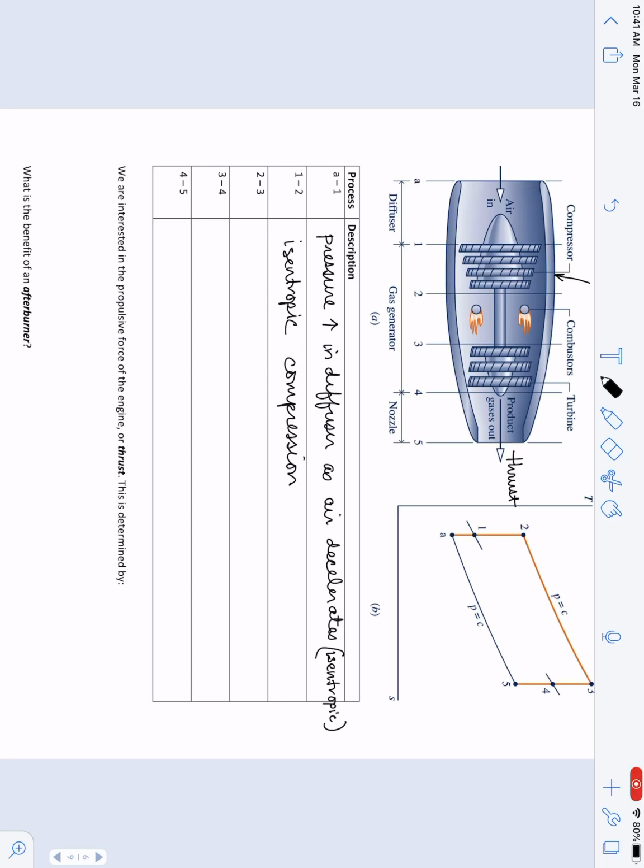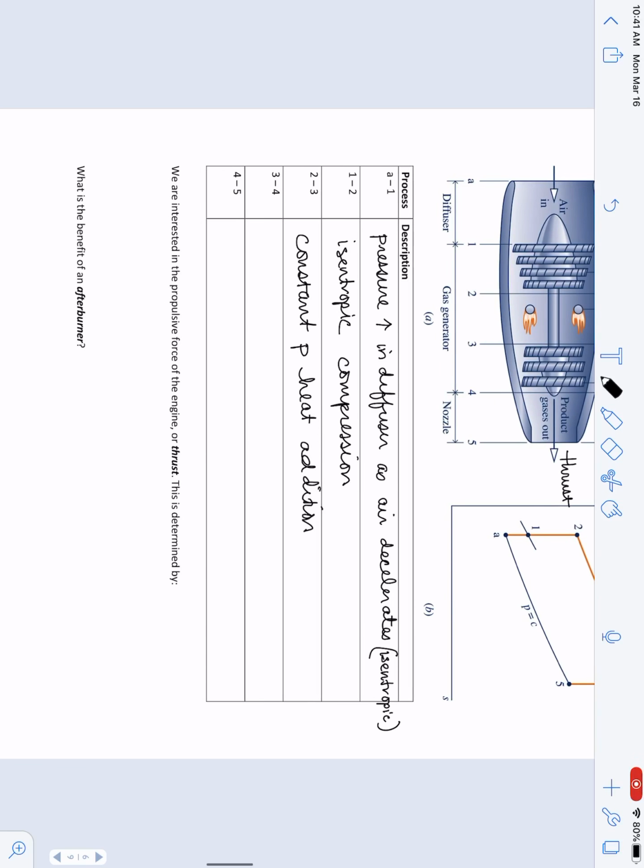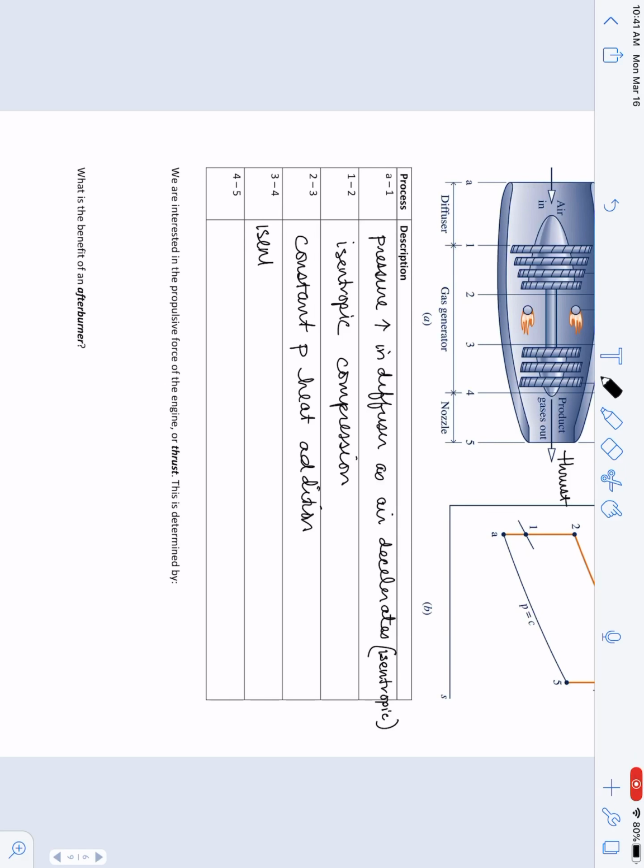From 2 to 3, you have this constant pressure heat addition, just like we had in the combustion chamber in our earlier Brayton model. From 3 to 4, you have what's usually assumed to be isentropic for an ideal situation again, expansion through the turbine. Work is developed.